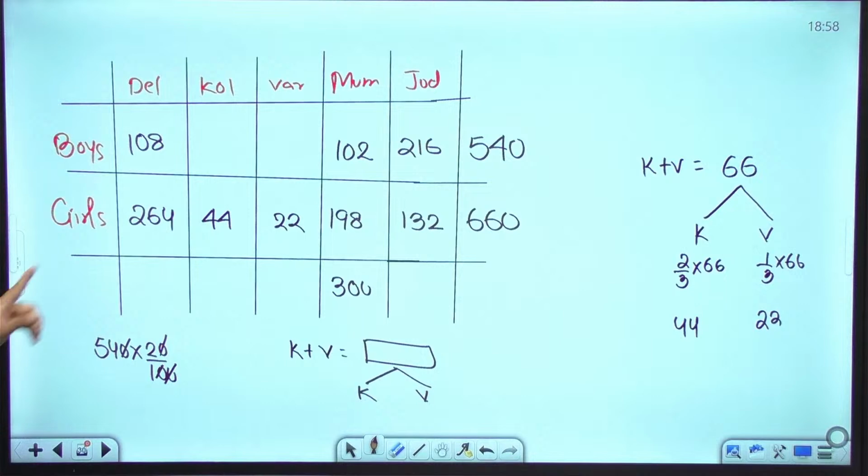Clear? Again, this summation is required. We need to find out this value. How to find out? From 540 we should be eliminating what? 108, 102 and what? 216. So adding all these values, the sum total will be 540.